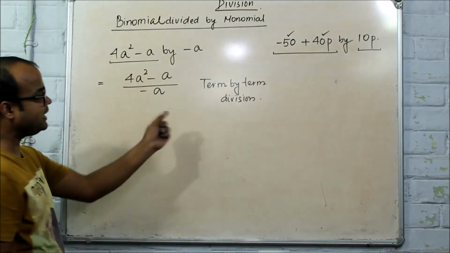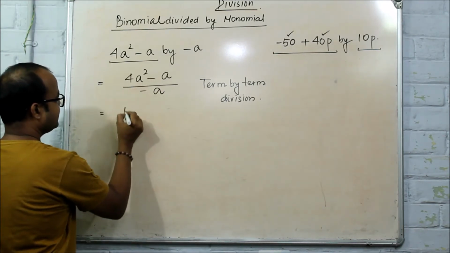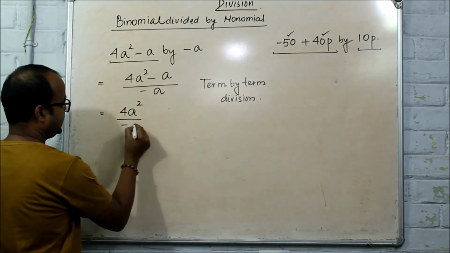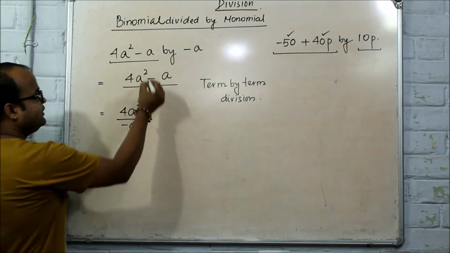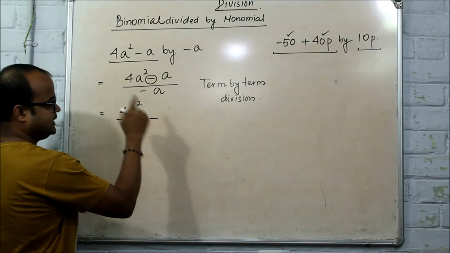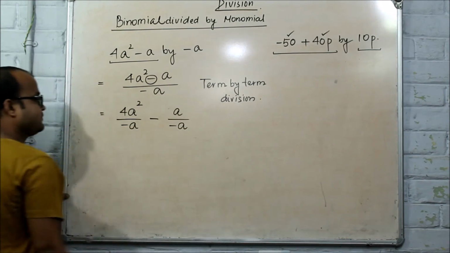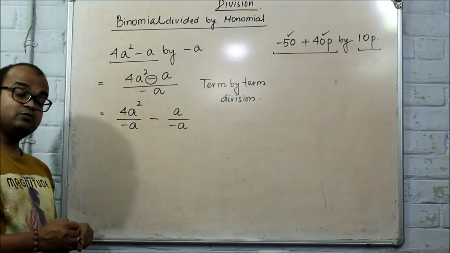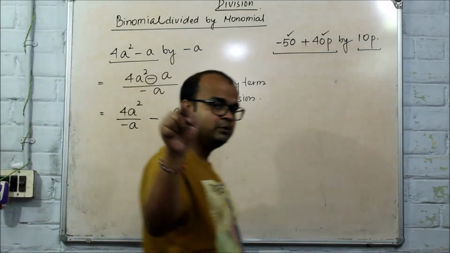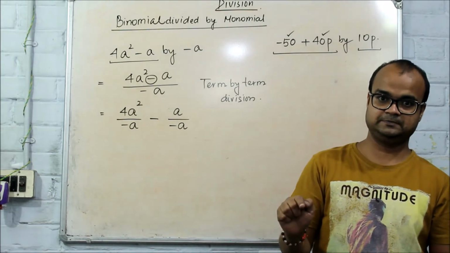What is term by term division? Here the first term is 4a square, so 4a square divided by minus a. Then we keep the sign as it is. The in-between sign is minus, so we keep the sign as it is. Then a divided by minus a. Do you know why it is called term by term division? That means each term of the numerator is divided by the term present in the denominator.